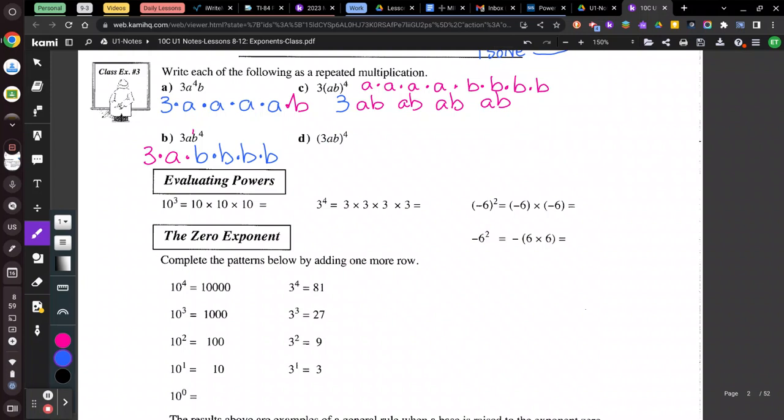Ryan? What was it? The 4 applies to everything inside. That's right. The 4 applies to everything inside. So now we're going to have 4 3's, 4 A's, and 4 B's. So I'm going to write them exactly like that. 4 3's, then I'm going to have 4 A's, and they're all timesing.